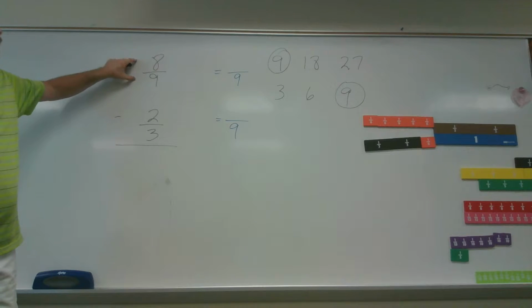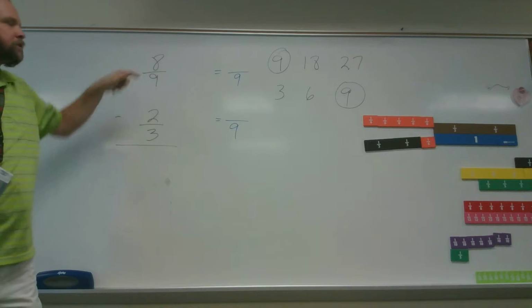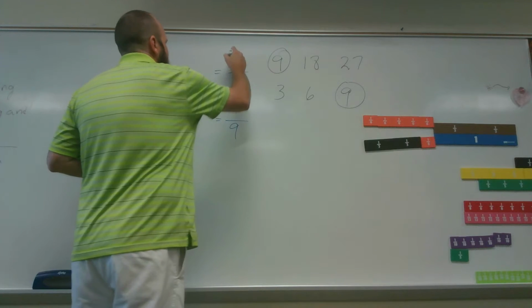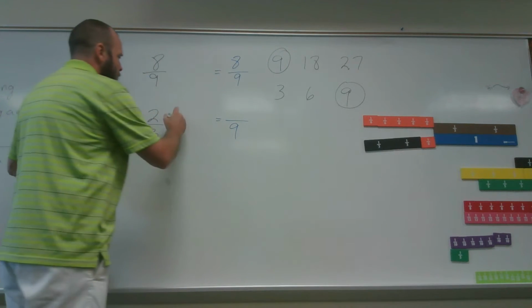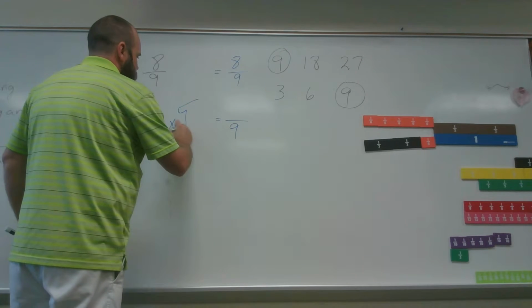All right, so Oscar, when you get done being pouty about 10 minutes, let's look at this. Do I need to change anything here? No, because it's already over 9. Oscar, do I need to change anything here? Yes, because it's over 3, and I need to change it so that it's over 9.